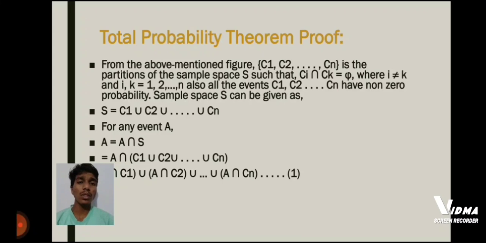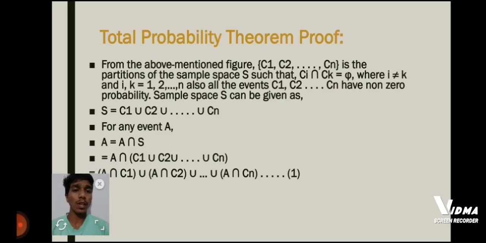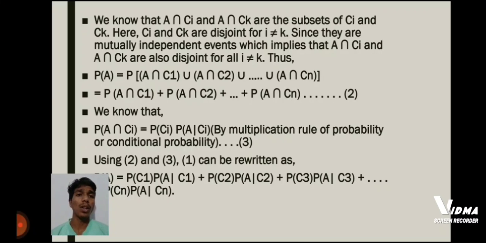So A becomes A intersection S. We already know that S is C1 union C2 union C3 and so on up to Cn. Substituting S, A becomes A equals A intersection of C1 union C2 and so on up to Cn. From this, A intersection C1 union A intersection C2 union and so on up to A intersection Cn. Let it be equation number 1.